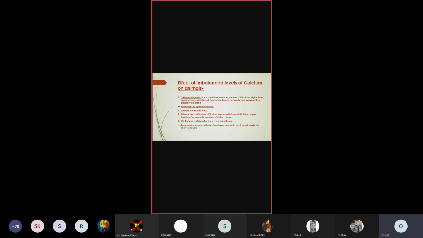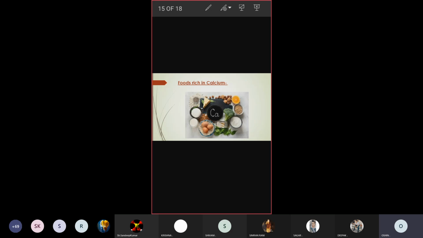The last is the treatment. A person suffering from hypercalcemia must totally avoid dairy products because dairy products contain a lot of calcium. Now you can see on your screens the foods which are rich in calcium. You can have a look, and the foods that are presented here are cheese, yogurt, milk, eggs, beans, and that is it.